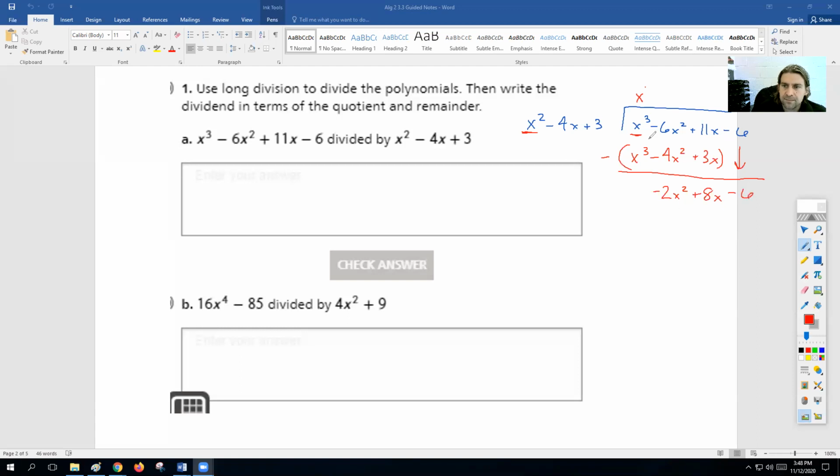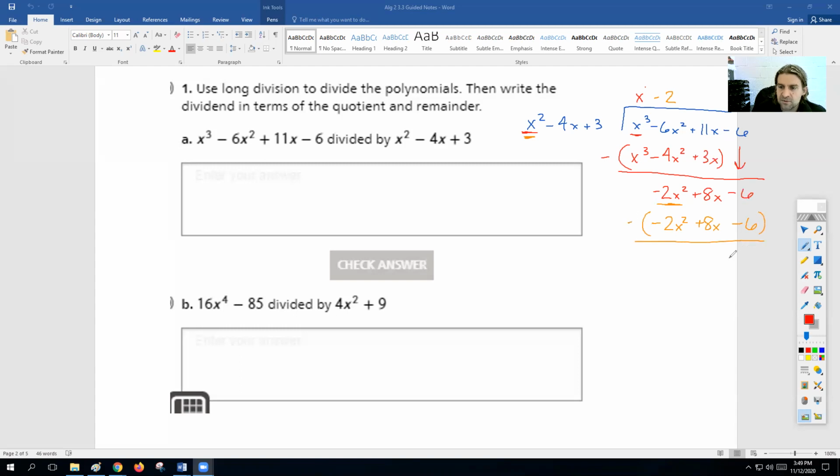Okay, keep it going. What do we multiply x by to turn it into a negative 2x squared? We'd have to multiply by negative 2. So distribute the negative 2 now. Negative 2 times x squared is negative 2x squared. 4x times negative 2 is a positive 8x. 3 times negative 2 is a negative 6.